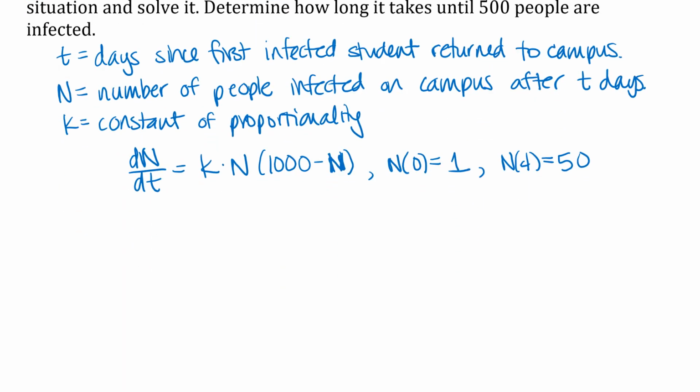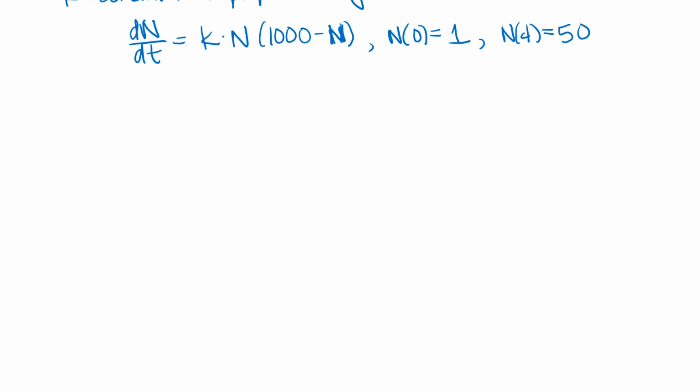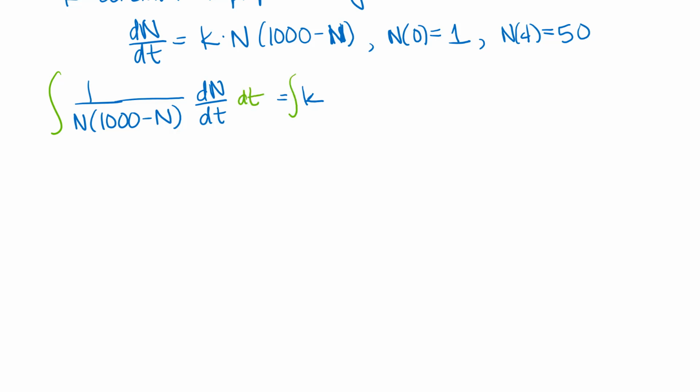All right, so I'm going to scroll up, so I've got space to do that here. I'm going to divide through both sides by n times the quantity 1,000 minus n, and so I'll have this, and then I want to integrate both sides with respect to t. And on the left side, the dn/dt times dt simplifies to just dn. They don't really cancel, but they do simplify. All right, so I need to integrate both sides here. The right-hand side is easy. The left-hand side requires partial fractions. So I'm going to go over here to the side and write that out.